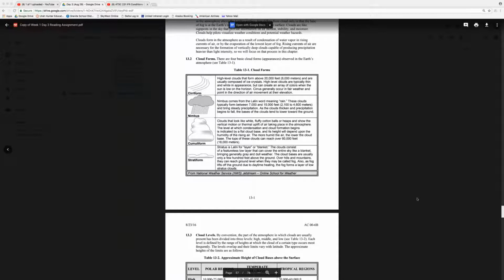So, yeah, all of the stuff you guys have learned up to now leads us into cloud formation. We're going to talk about fog. We're going to talk about different types of precipitation, frontal systems, things like that.